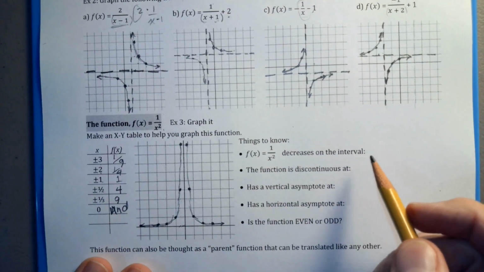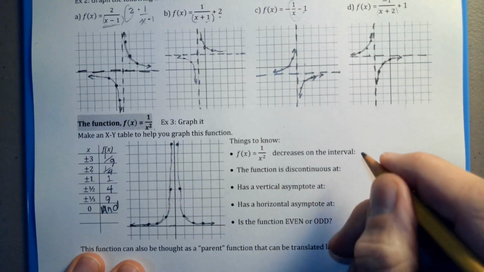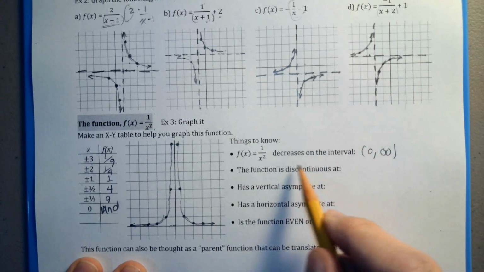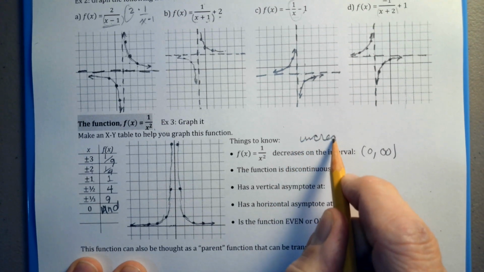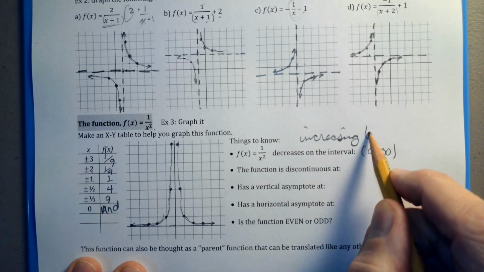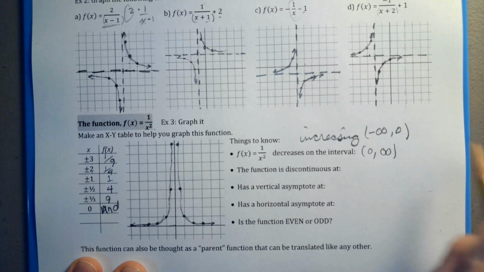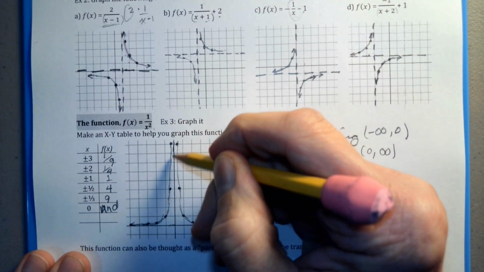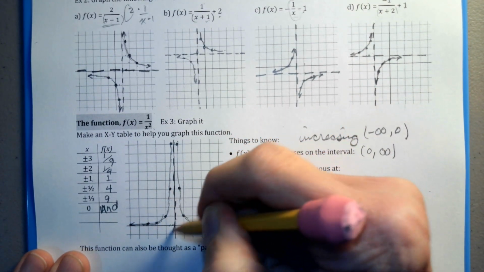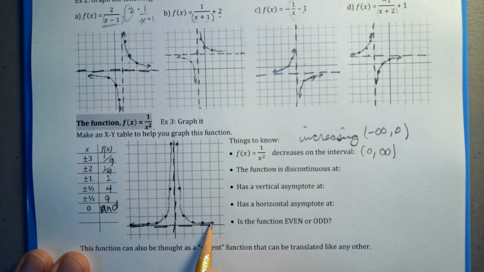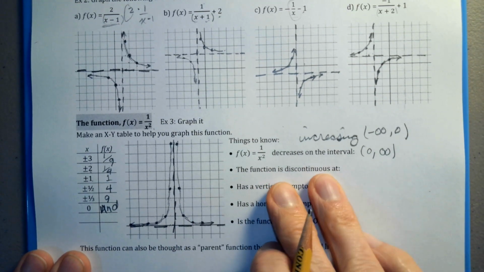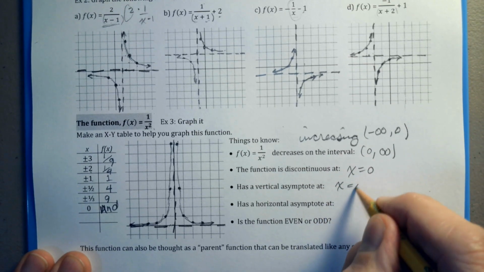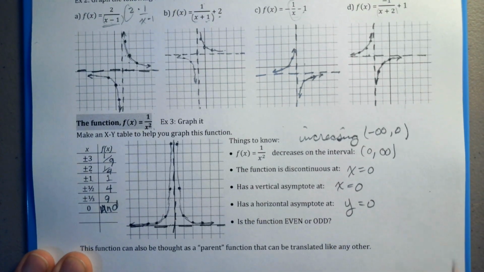All right, so it's decreasing on what interval? It's decreasing from 0 to infinity. It doesn't ask, but it's increasing on the interval of negative infinity up to 0, but not including 0, right? Exclusive of 0. So it's going up. It has this asymptote here at an x value of 0, and then also here at a y value of 0. All right, function is discontinuous at an x value of 0, has a vertical asymptote at x equals 0, and a horizontal at y equals 0.